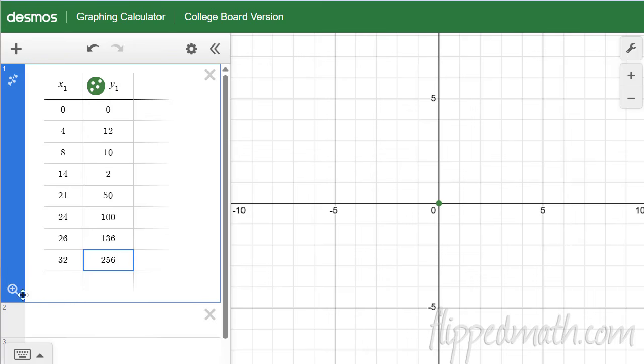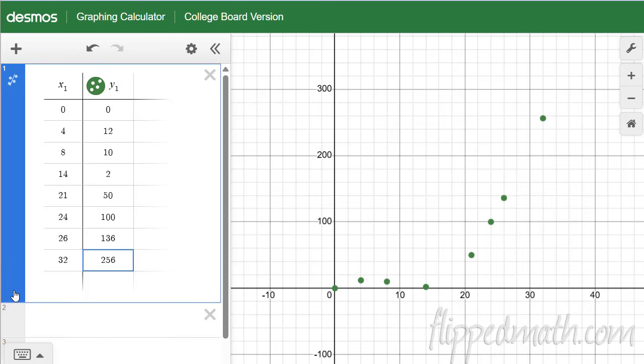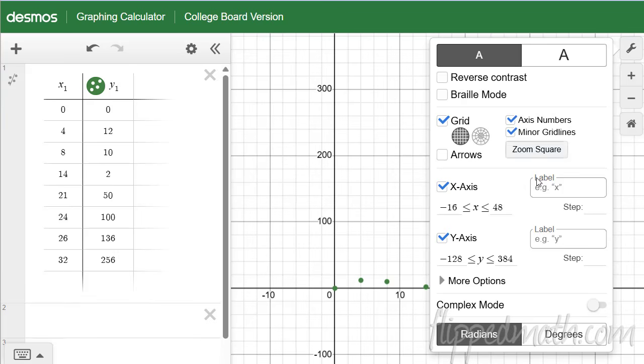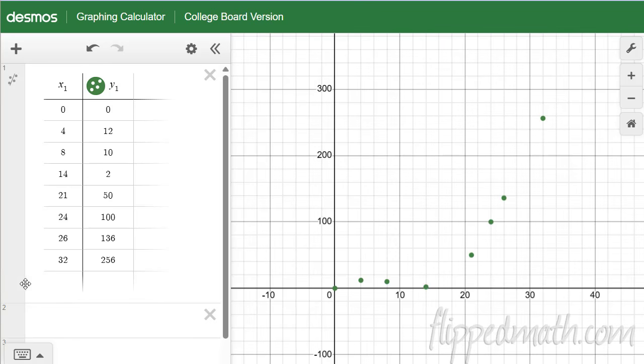So check it out. If you click on this magnifying glass over here where it says zoom fit, boom, it's going to automatically kind of highlight that data. You also can come over here to settings and set your own X and Y window if you want to look at it yourself. But when it's data, I'm definitely going to hit that zoom fit. So now I can see that's the same picture I put on your graph paper for you.